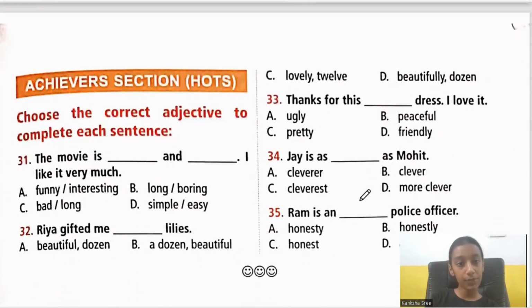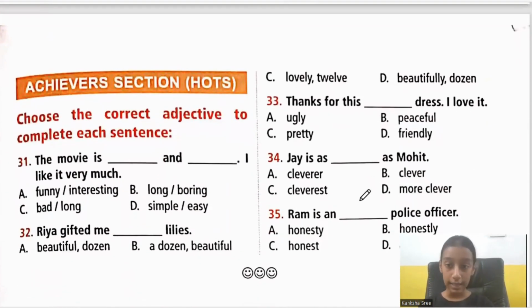And coming to achiever section, HOTS, that is higher order thinking skills. Choose the correct adjective to complete each sentence. 31st one, the movie is dash and dash. I like it very much. Funny and interesting, long and boring, no. Bad and wrong, no. Simple and easy, it's not some kind of exam to say simple and easy. So it's funny and interesting. The movie is funny and interesting. I like it very much.